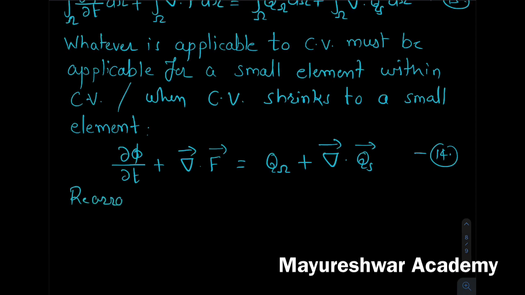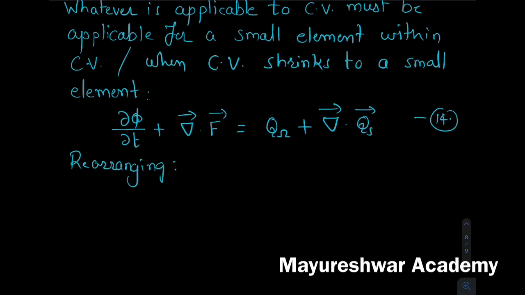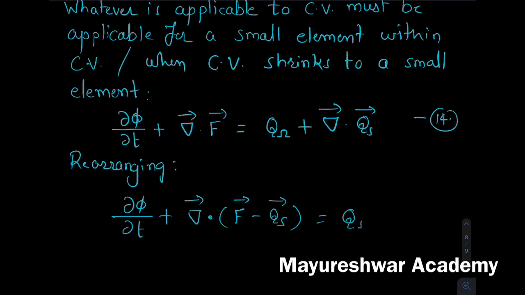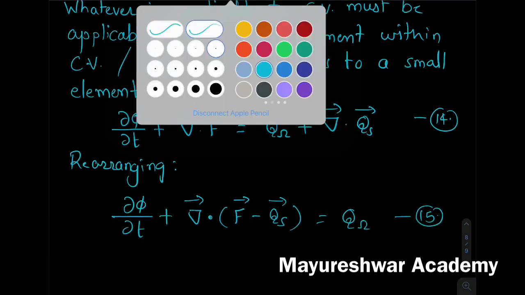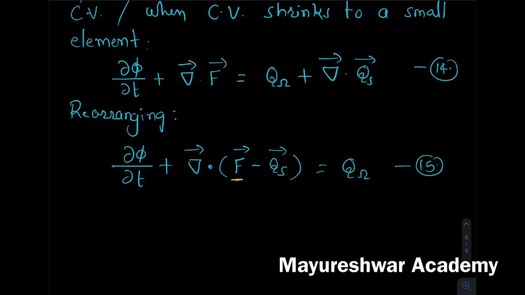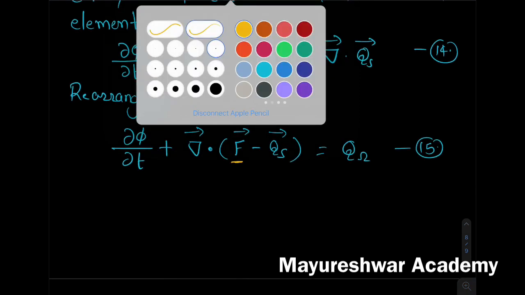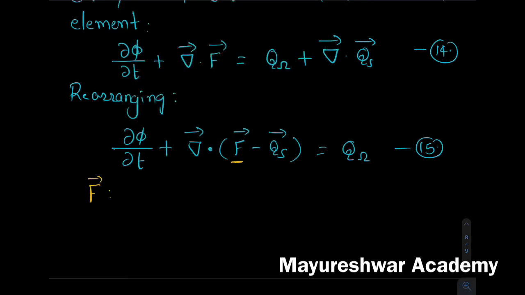So we can rearrange this equation 14. All the vectorial calculus terms will be on one side, so del bar dot f bar minus qs bar is equal to q omega. Let us call this 15. So this is the differential form of the conservation equation. We have obtained this f bar, which we have indicated as the flux term.